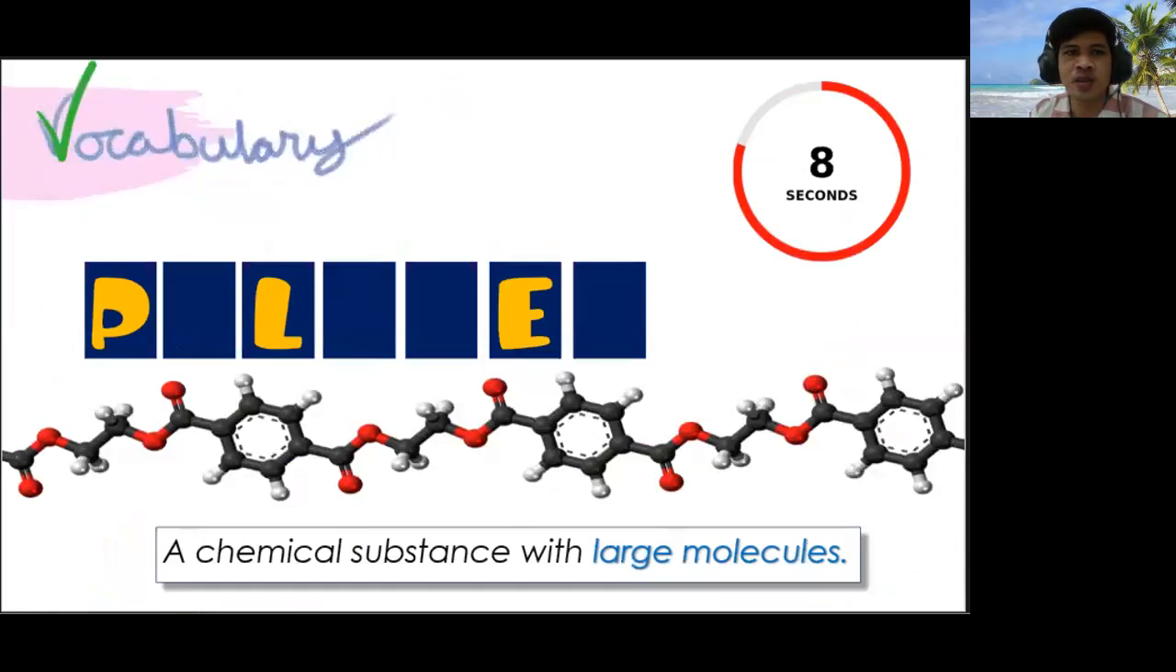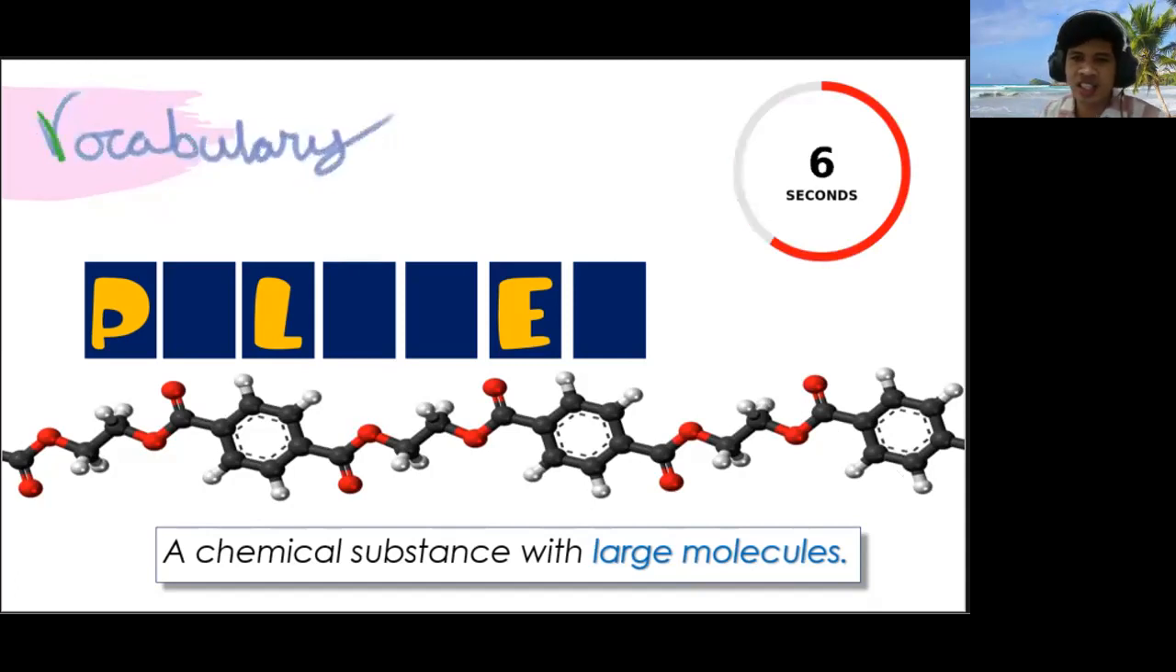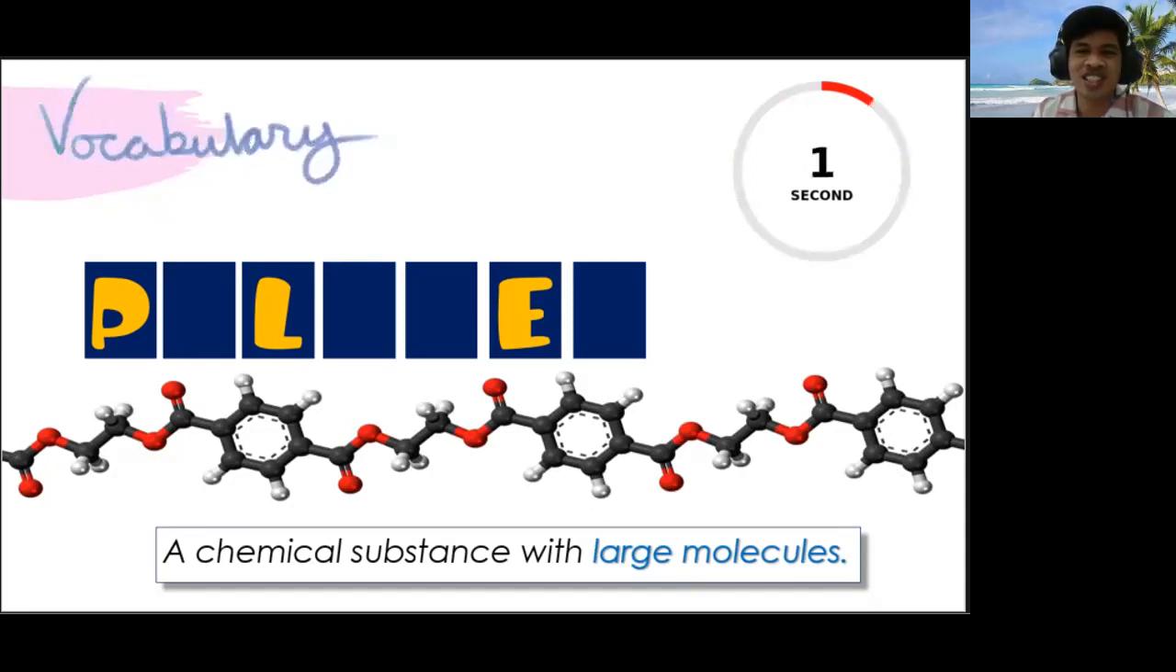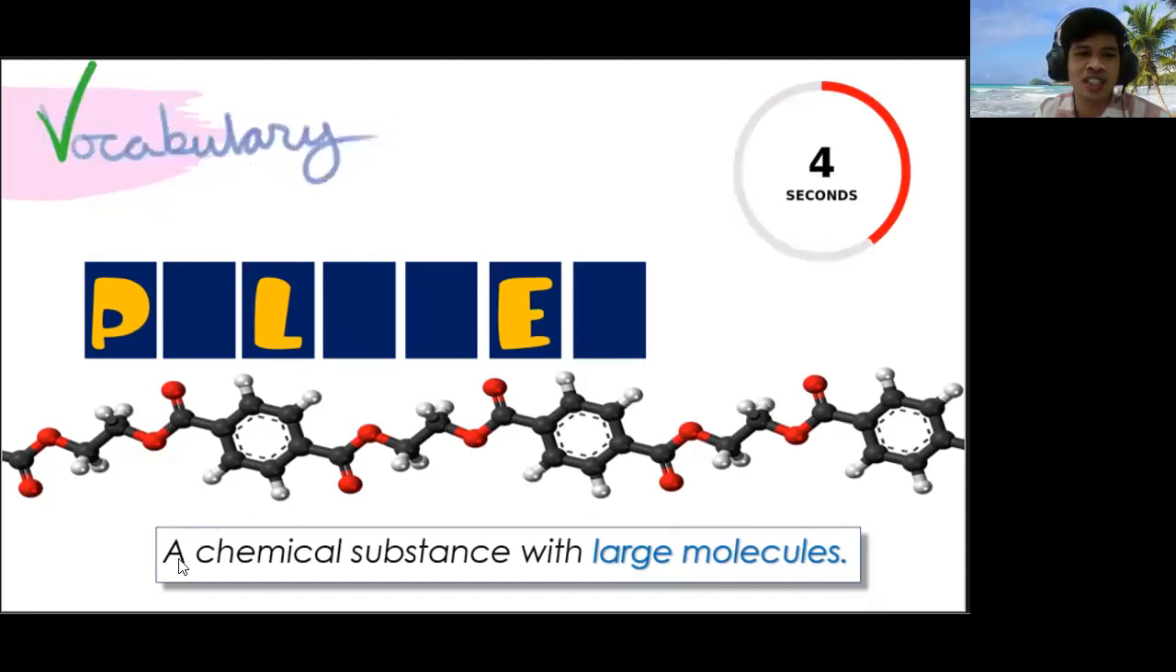Now let us have a vocabulary game first. I have here 3 words before we start with this topic. What word is on the screen? You can type in the chat box or you can turn your mic on. It's up to you. The first 3 letters are P, L, and E. The definition is a chemical substance with large molecules.